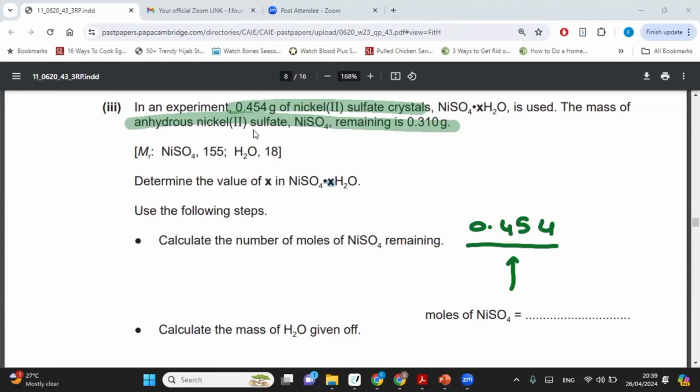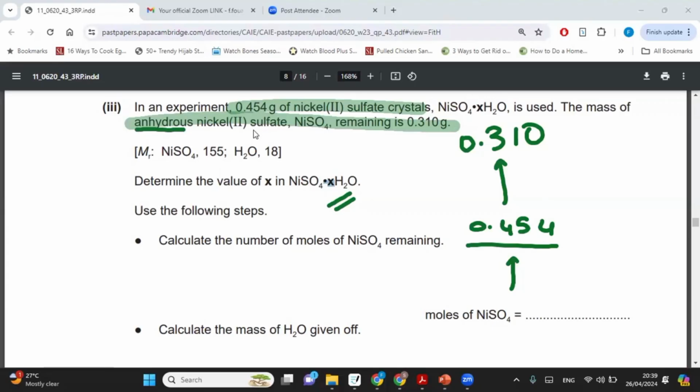That's exactly what they did over here. They took a crystal with the water molecules included. They heated it up, and as they heated it up, the mass decreased from 0.454 to 0.310. Why did the mass decrease? Because all of the water of crystallization was lost in the form of water vapor. And that's why it went from being hydrated to anhydrous. Anhydrous means without water.